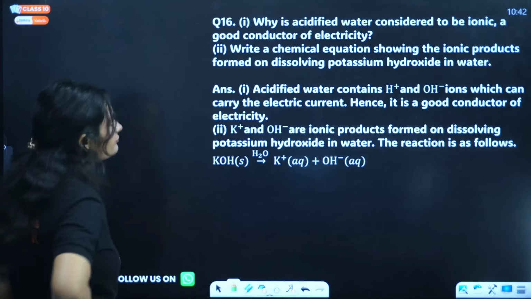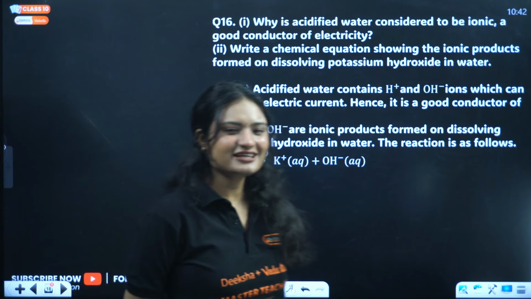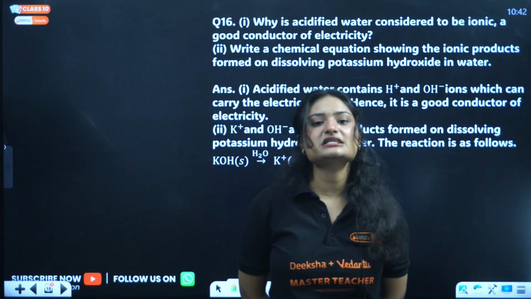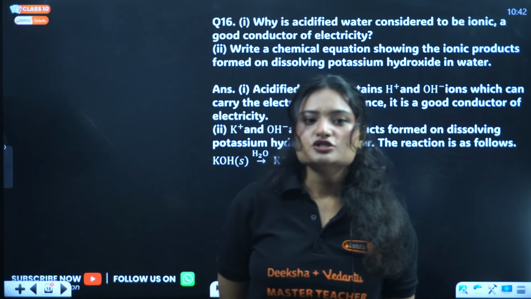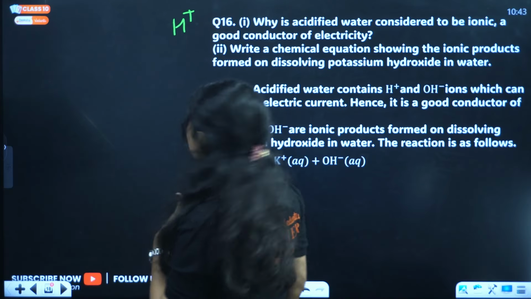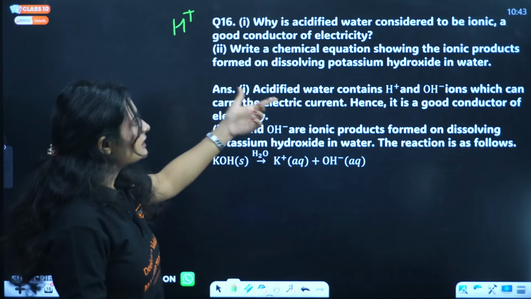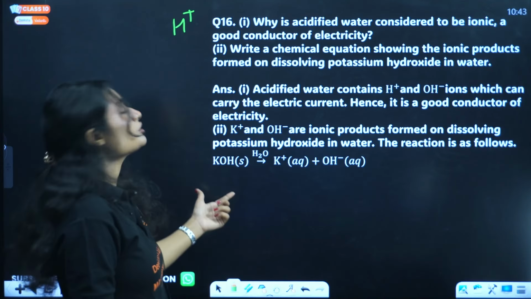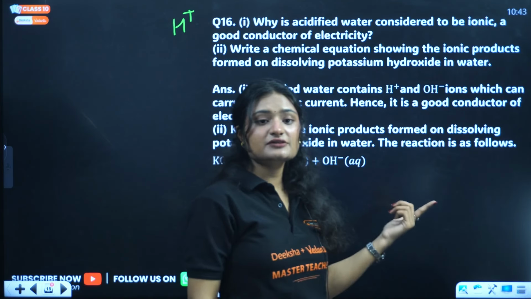Next question. Why is acidified water considered to be ionic, a good conductor of electricity? Because it has ions, right? When we are talking about electricity, we talk about two things, ions and electrons. If either of these things is present, your solution will conduct electricity. So when we are talking about acidified water, it has H positive ions, and that's why it is a good conductor of electricity. Write a chemical equation showing the ionic products formed on dissolving potassium hydroxide in water. So whenever you dissolve potassium hydroxide in water, it gives OH negative and K positive.